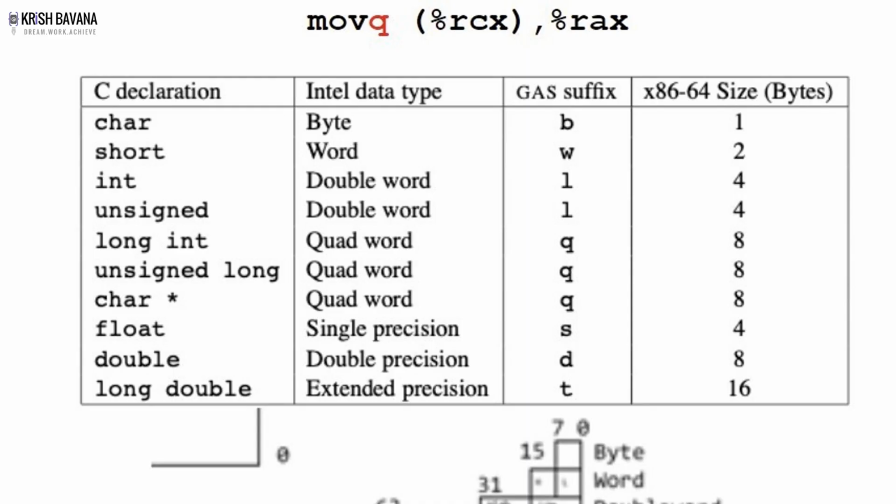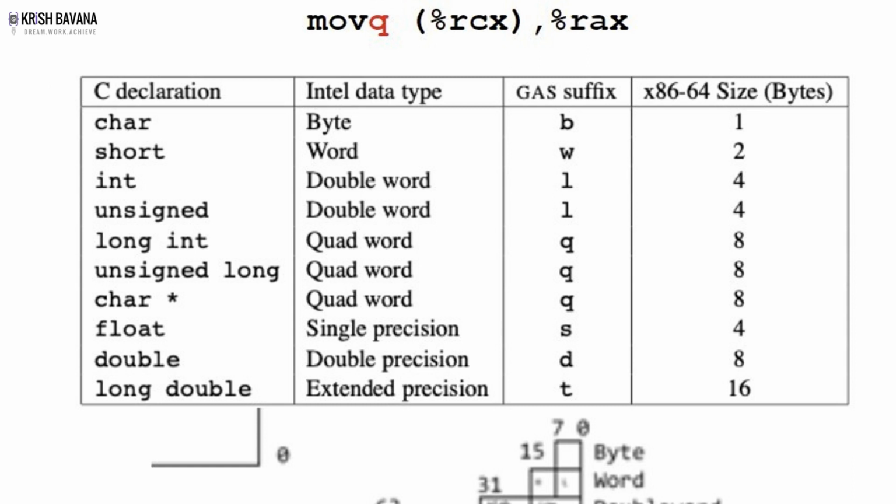There are multiple suffixes. The first one is B. B is byte. And then there's W. W is word, which is 2 bytes. And then we have L. L is 4 bytes, and in L we can have multiple types. We can have an int or an unsigned value. And then we have long int. Long int is nothing but a quad word.